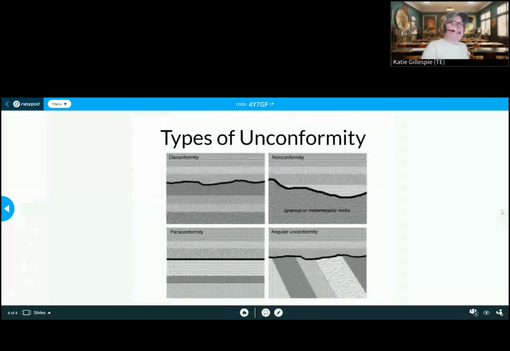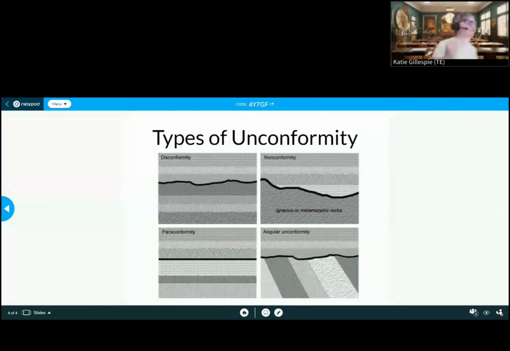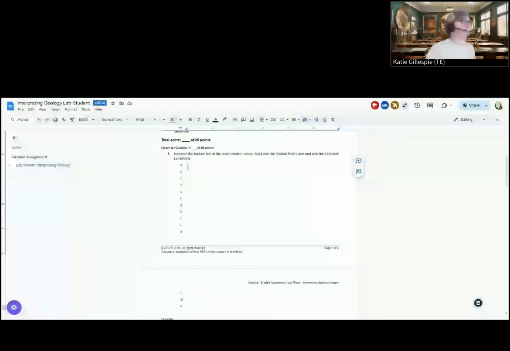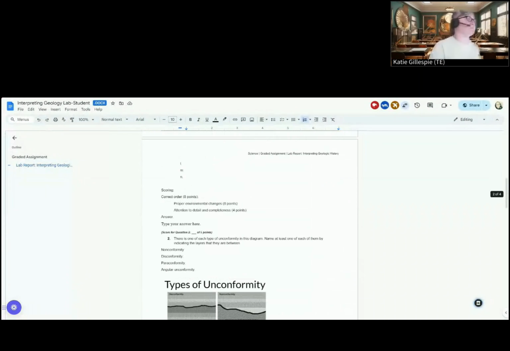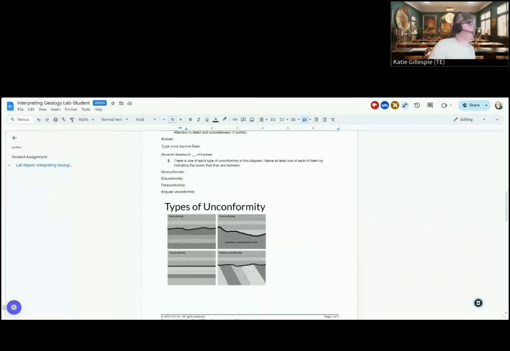I'm going to leave you to do number 2 on your own. Okay? So over here, you just completed number 1, and that was starting at the Vishnu schist and coming up to the limestone. So I'm going to leave you to do number 2 on your own, but I am going to give you some examples.